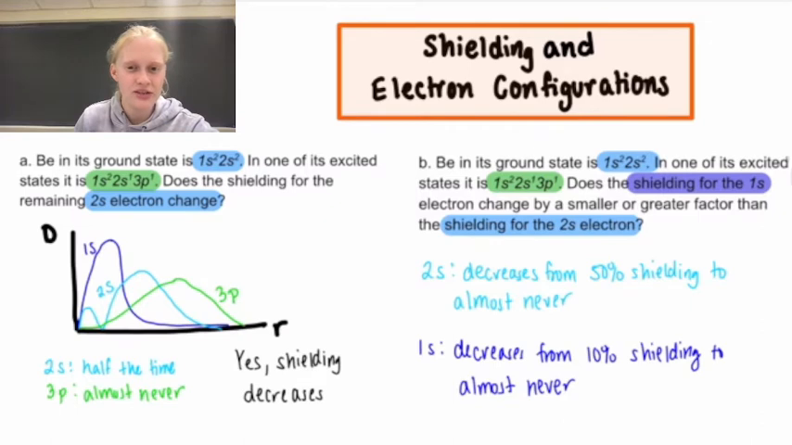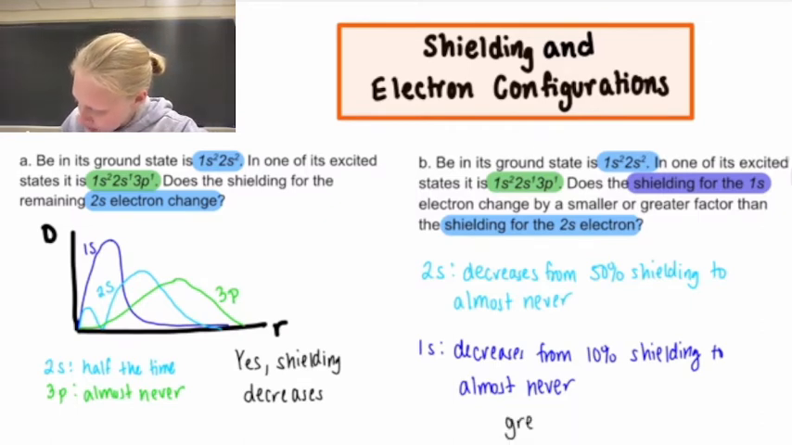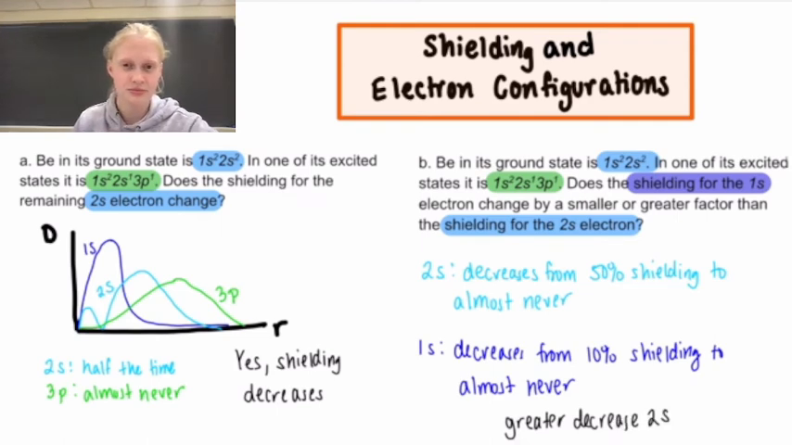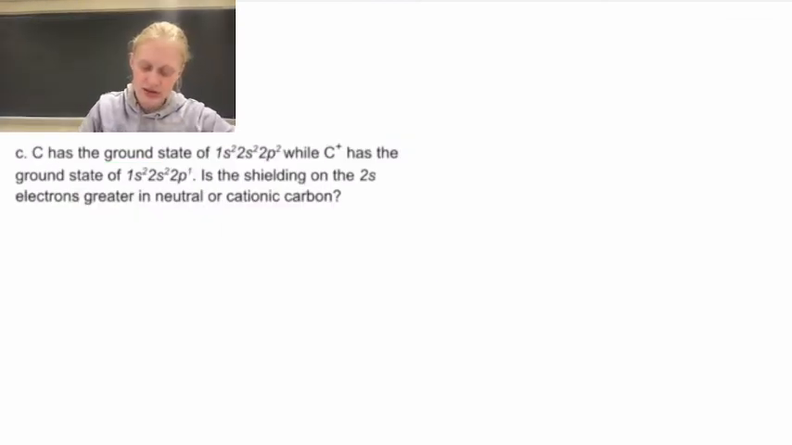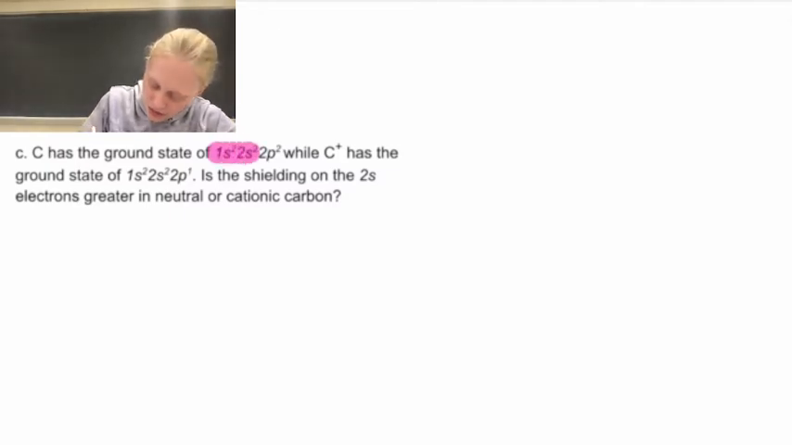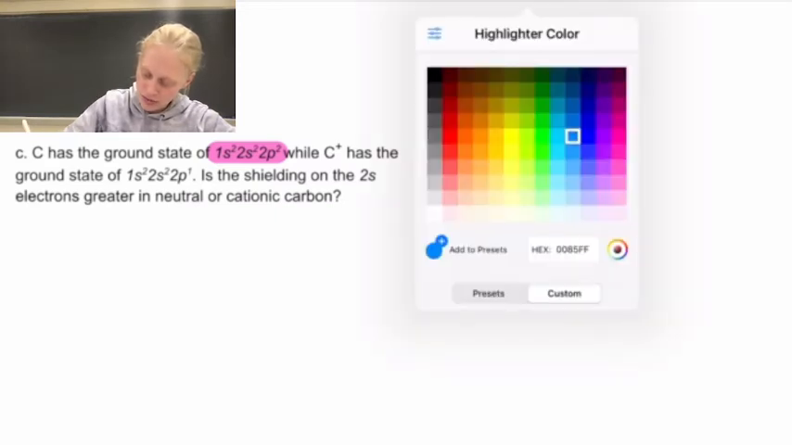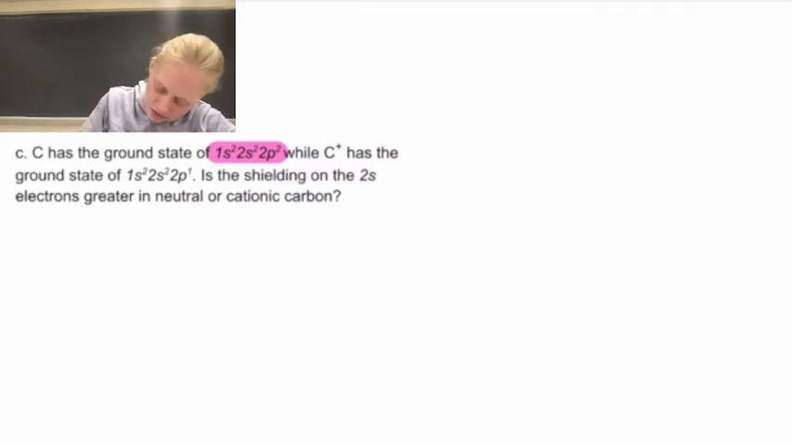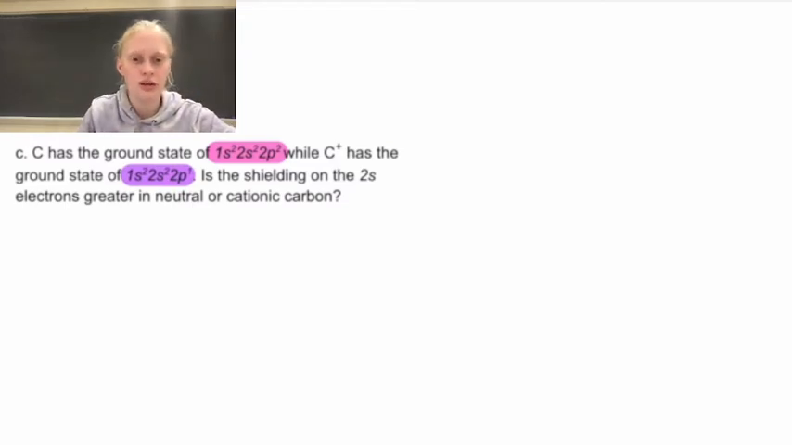So if we compare these two changes, we can see that there's a greater decrease for the 2s electron. Okay, so part C says carbon has the ground state of 1s2, 2s2, 2p2, while carbon plus has the ground state of 1s2, 2s2, 2p1. And we're asked if the shielding on the 2s electron is greater in the neutral or the cationic carbon.